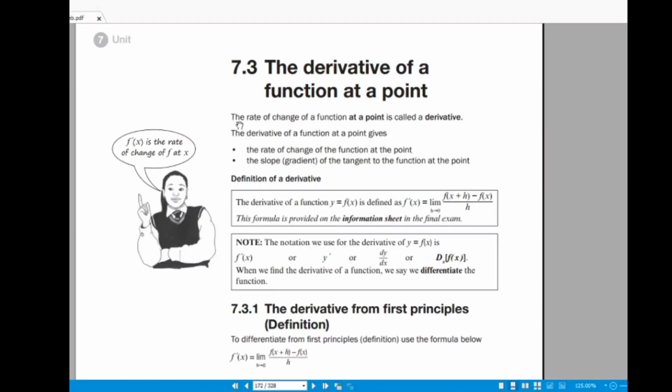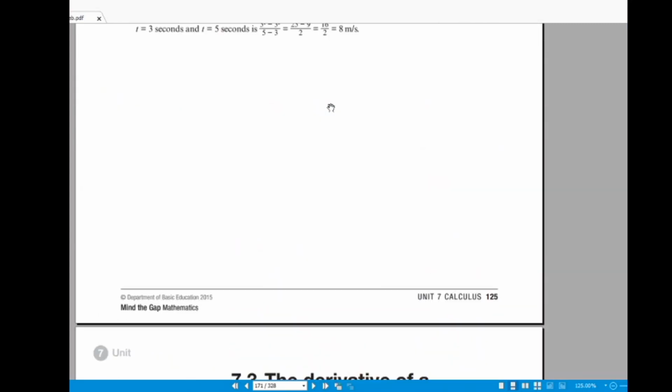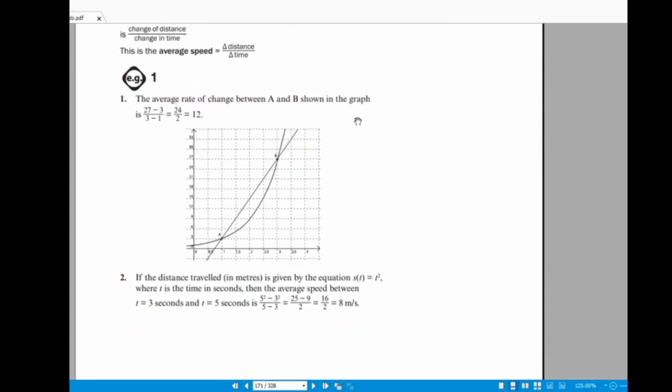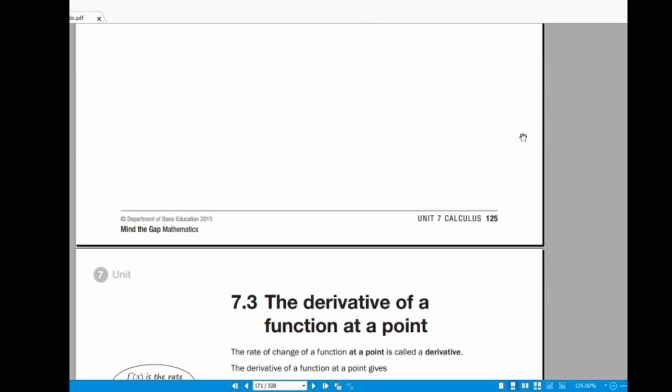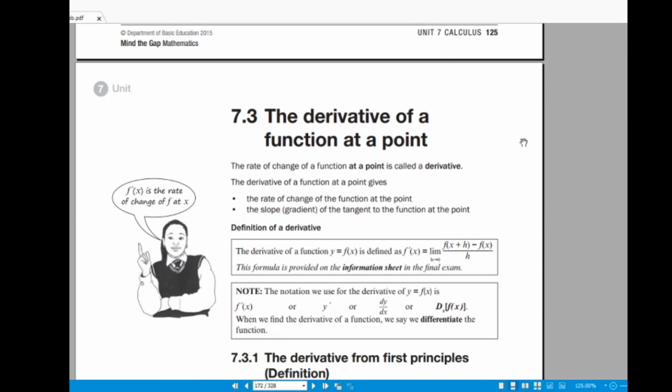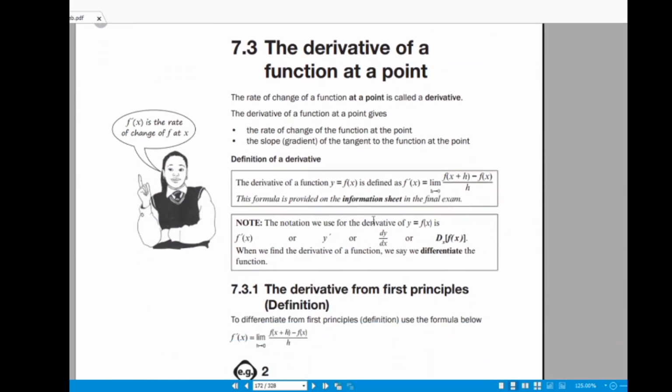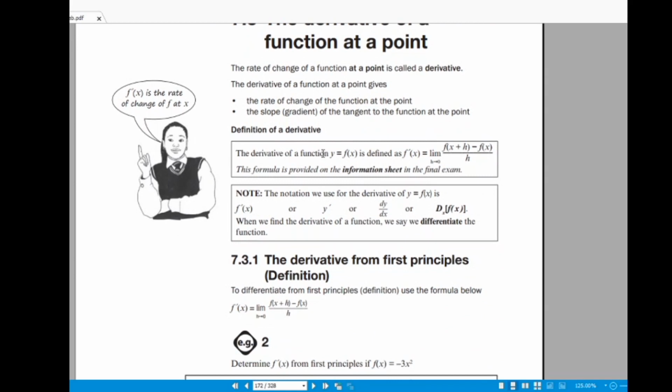So yeah, that's why rate of change is just another fancy way of calling a gradient. So the rate of change of a function at a point is called a derivative, right? Or you can say the gradient of a function at a point is called a derivative. So the derivative of a function at a point gives the rate of change of a function at that point. The slope or the gradient of the tangent to that point will be the same.